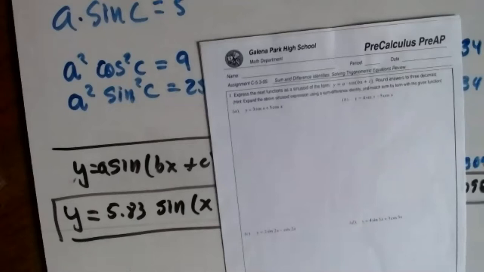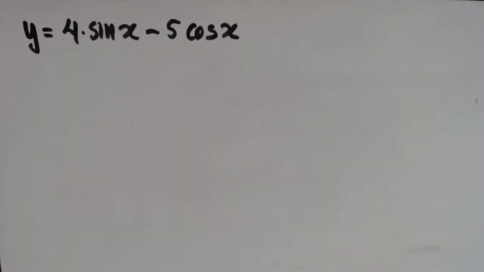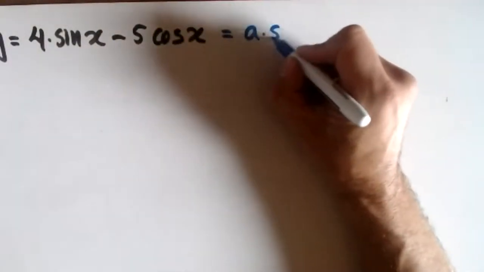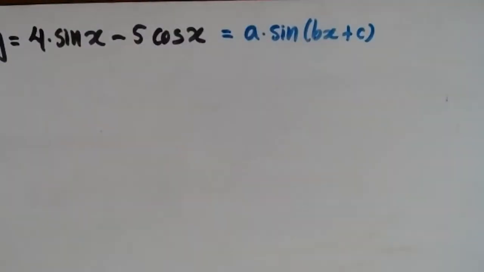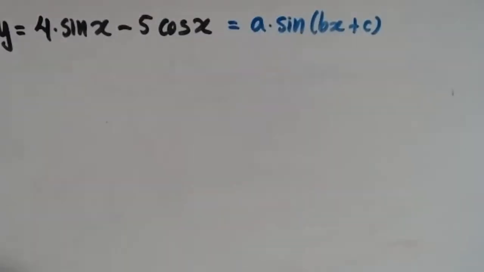So my problem is going to be y equals 4 times the sine x minus 5 cosine x, correct? So this is the problem we are going to work now. This one right here. So I need to find, yeah, this is going to be equals A sine bx plus c, correct? So we're going to transform these two into one. Remember what is the thing.